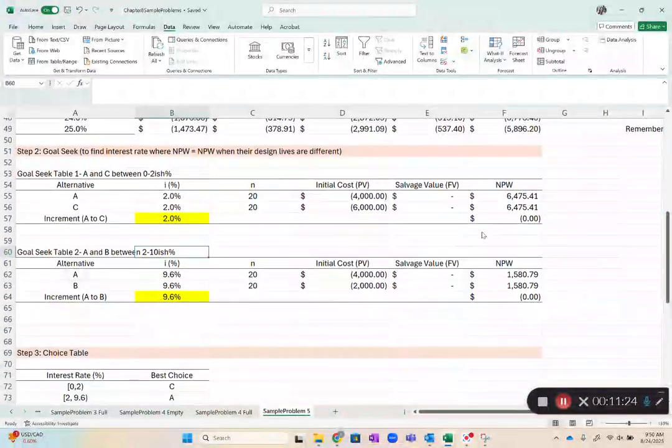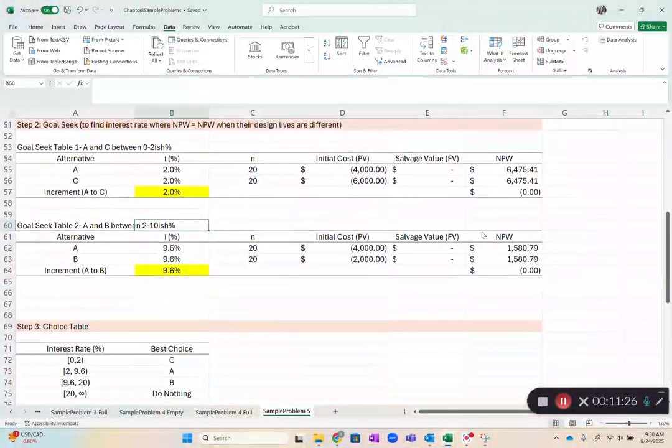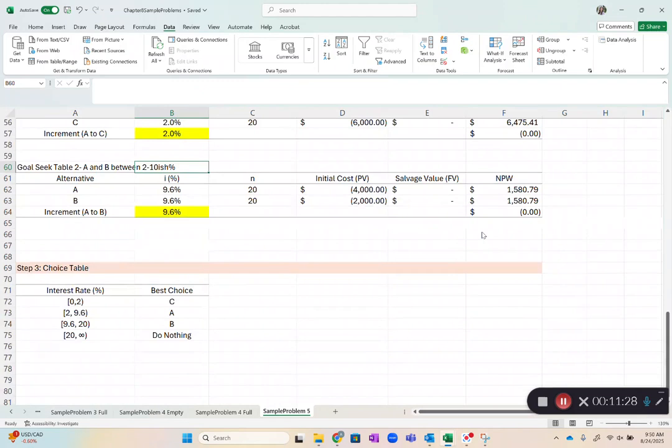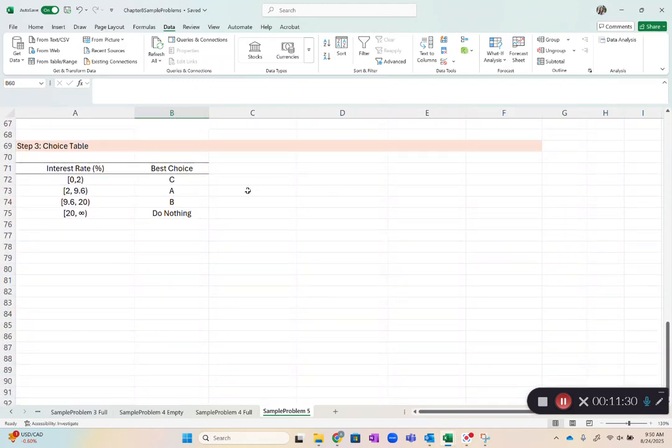Okay, so I'm going to come in here and write all of that in a table. So as I create my choice table, from 0 to 2, I would choose C. 2 to 9.6, I would choose A. 9.6 to 20, choose B. And 20 and beyond, I would do nothing. Okay, so that is what we would respond to our client.